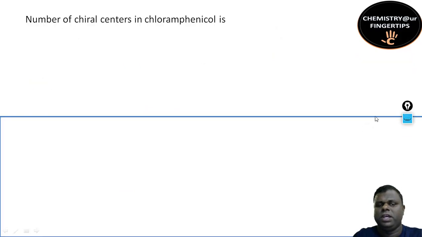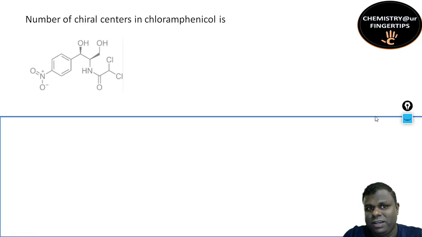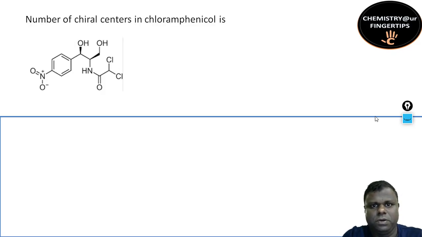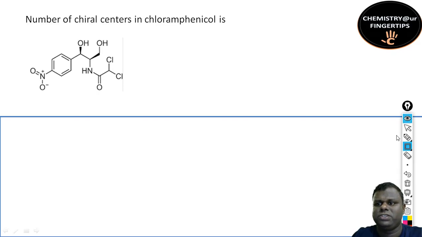Okay. So we have this question related to chemistry in everyday life. Now, if you could see here, you have the chloramphenicol structure, which I have already mentioned, right? The question is the number of chiral centers in this particular chloramphenicol molecule. So how could you understand this?